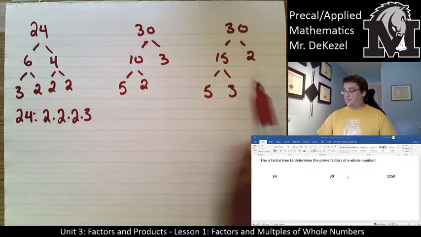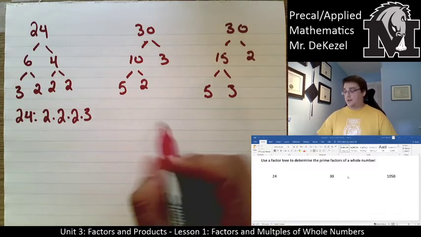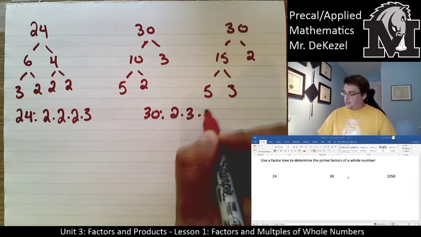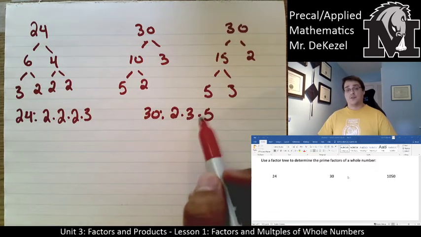If you look at both of them, there's a single 2, a single 3, and a single 5 in both of these. So it doesn't matter how you do the problem, it comes out the same. So 30 would be written as 2 times 3 times 5. And we can check that. 2 times 3 is 6, times 5 equals 30.